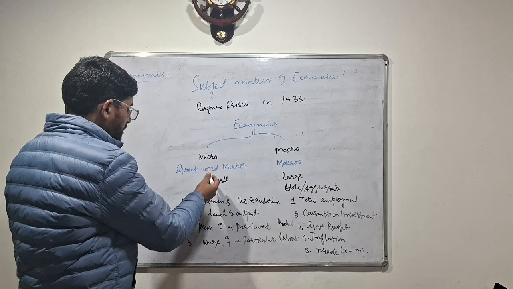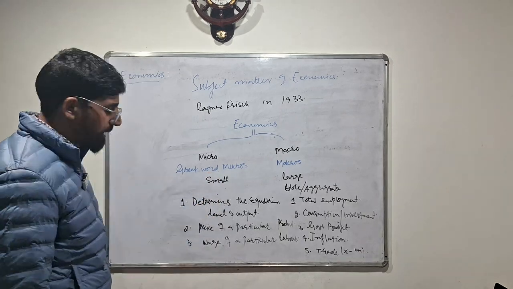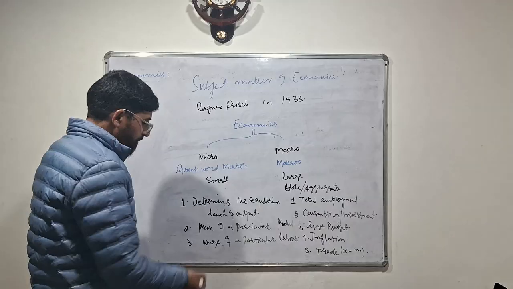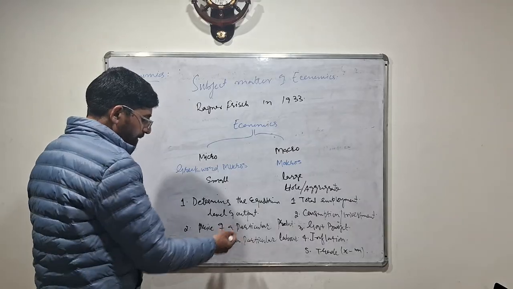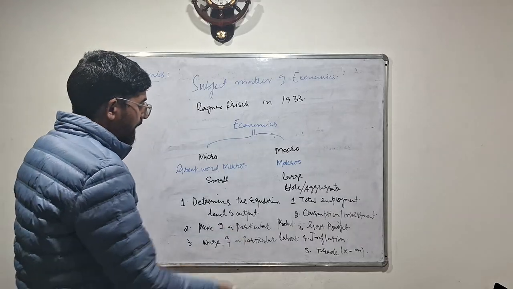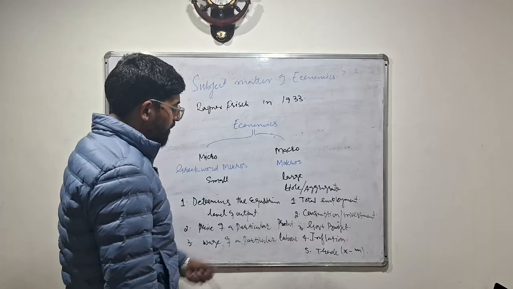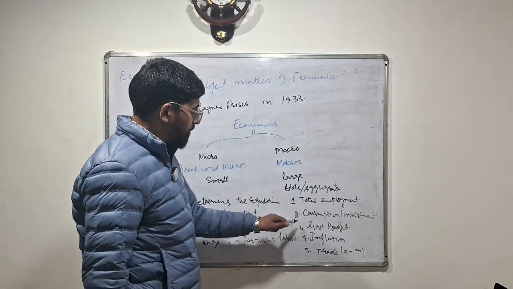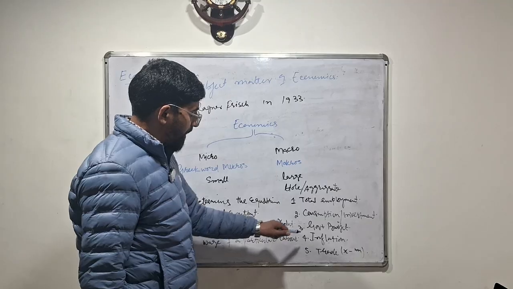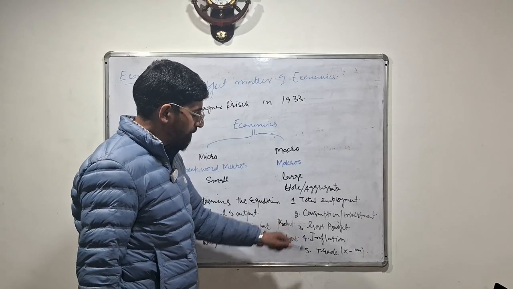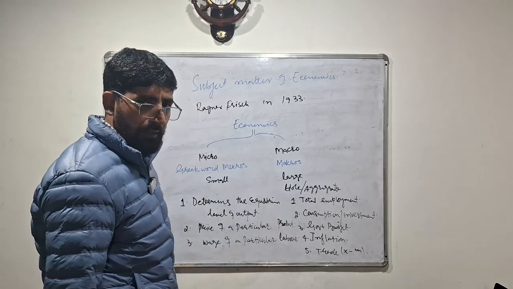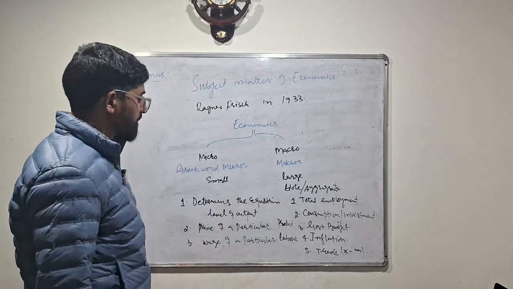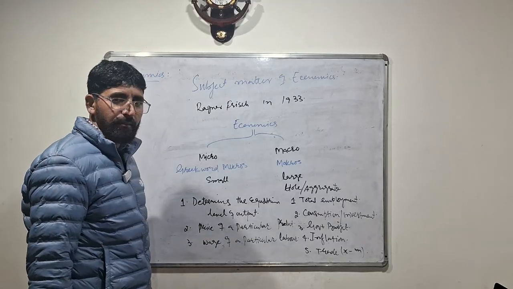Means in micro, we study the behavior of individuals, which determine the equilibrium level of output, price of a particular product, wages of a particular labor. But in macroeconomics, we study the level of total employment in the economy. We study the consumption, investment, government budget, inflation, trade, exports and imports. These are the distinctive features between micro and macro.